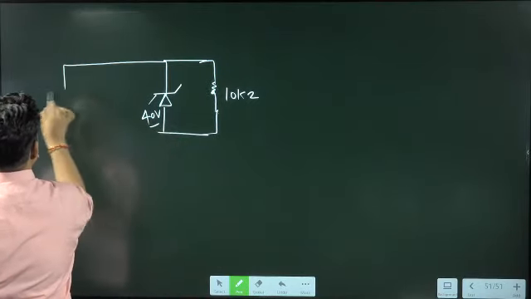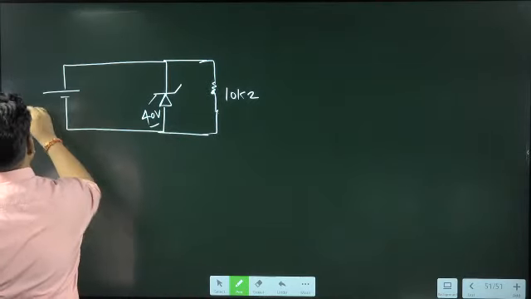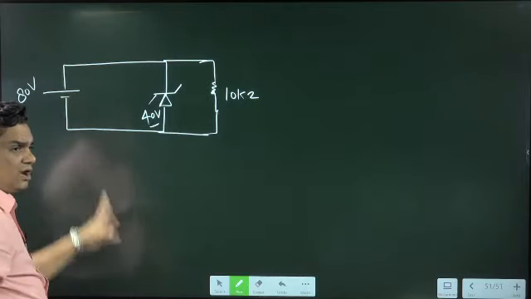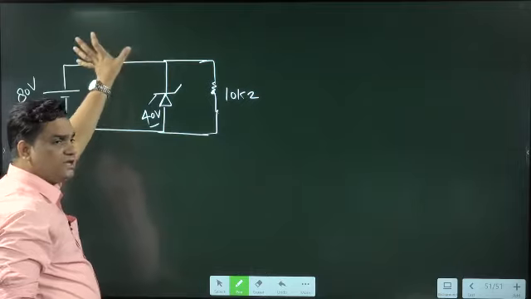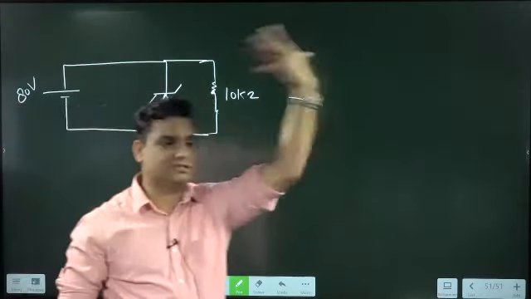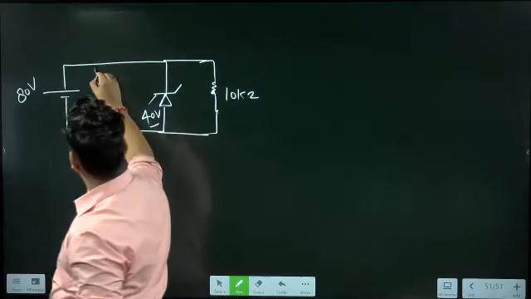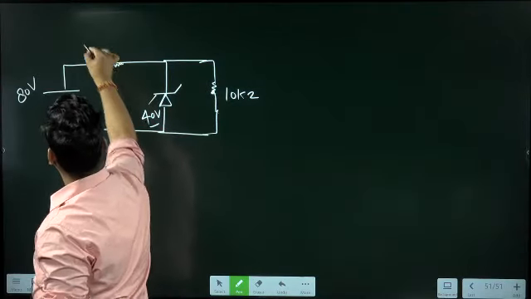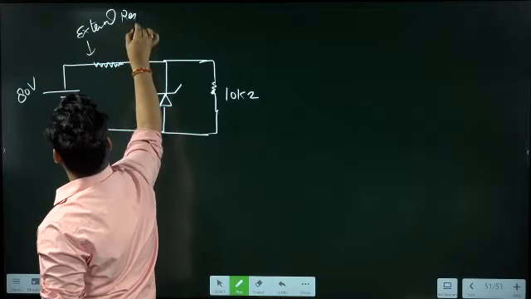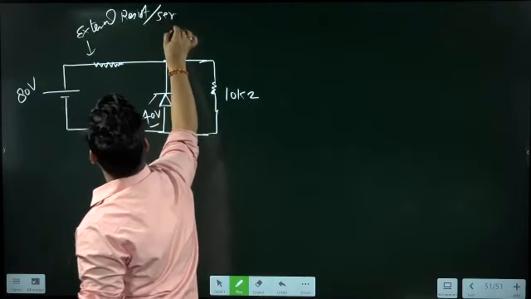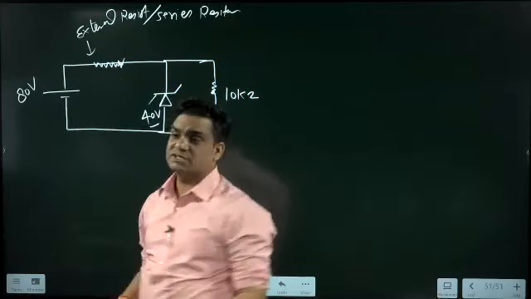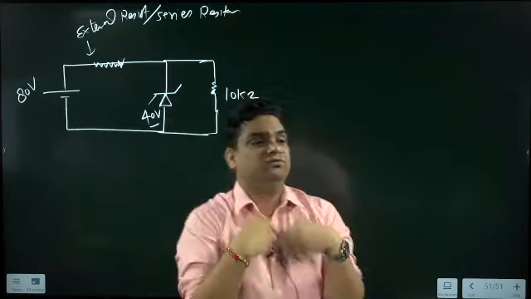Then suppose here we have a fluctuating supply. Suppose this supply is 80 volt or 100 volt, anything. To handle the extra voltage, we need to connect one external resistance, or series resistance. What is the role of this external resistance? This external resistance, or series resistance, will be handling the extra voltage.